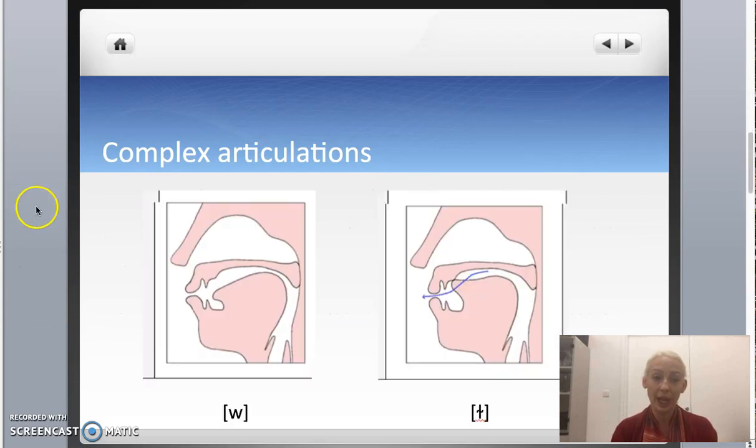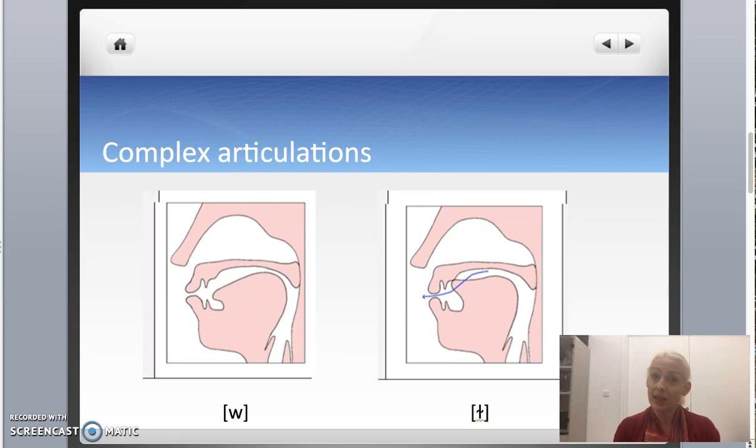So if you look at the diagrams of what's happening in your mouth when you make the sound w or l, you will see the two constrictions. So for w, we put our lips together and also we raise the back of our tongue towards the velum. And in l, we make a constriction between the tip of the tongue and the alveolar ridge, and also at the velum. So without this velar constriction, it's just a plain l. With this velar constriction, it is the dark l.